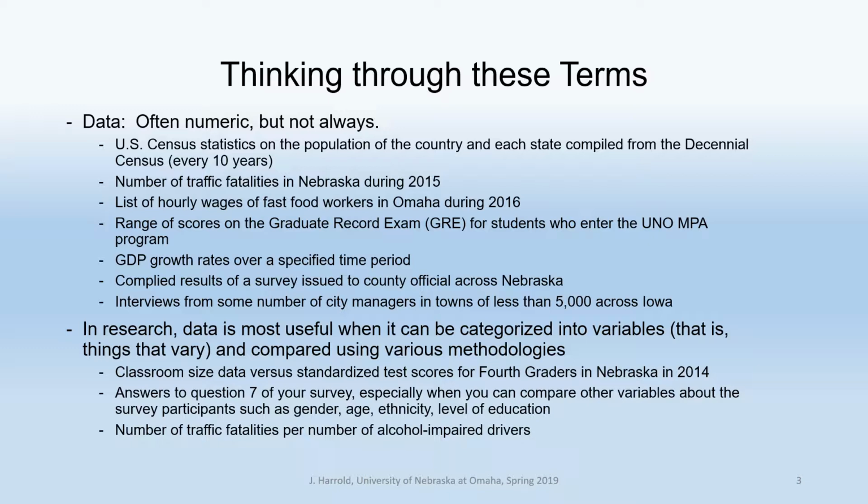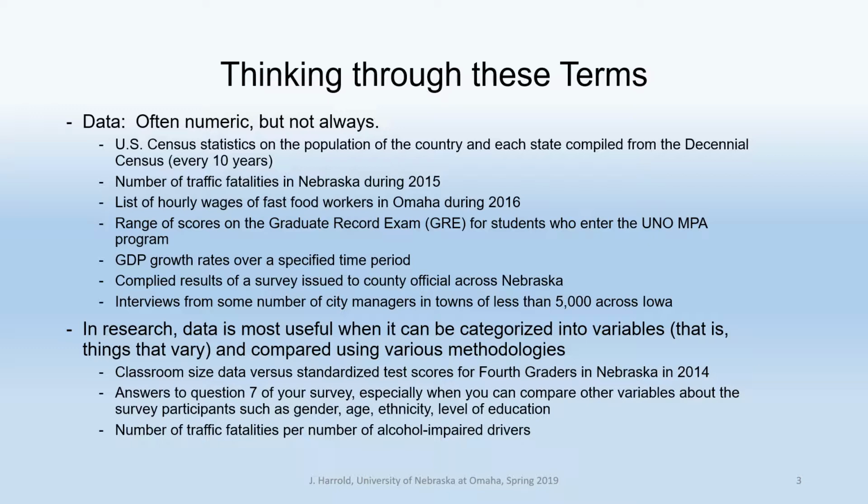So another example of data: number of traffic fatalities in Nebraska during 2015, or any year that you want to talk about, right? But if you actually looked at the traffic fatality data for Nebraska or any state, you would see that it's categorized into a lot of different kinds of data sets, which you can use to develop information, right? And so that information might lead you to believe, for example, that per mile driven, there are more fatalities that are caused when a driver is intoxicated versus when drivers are not intoxicated.